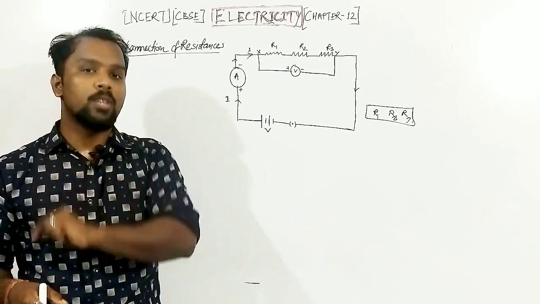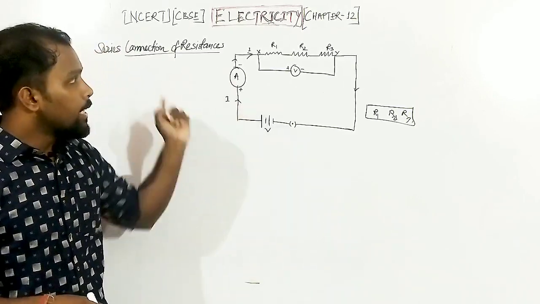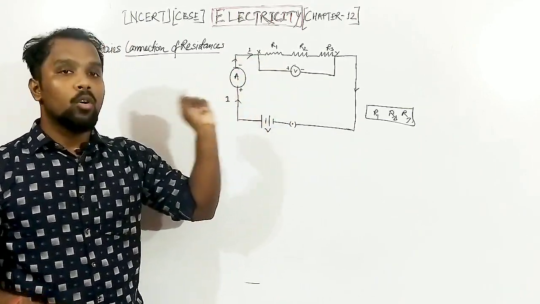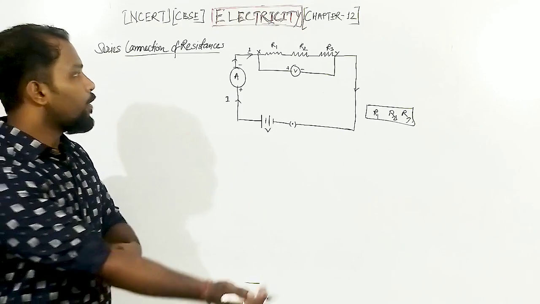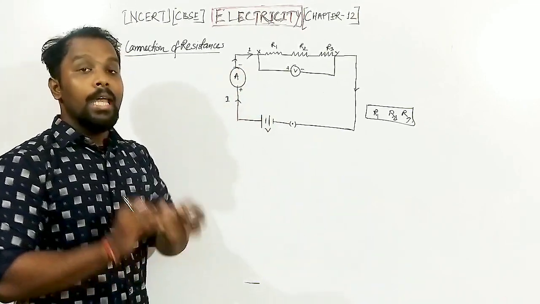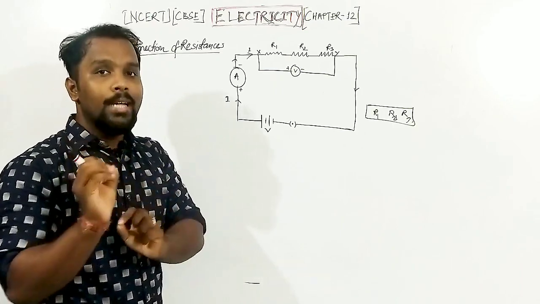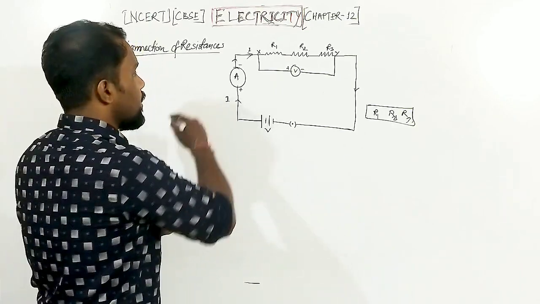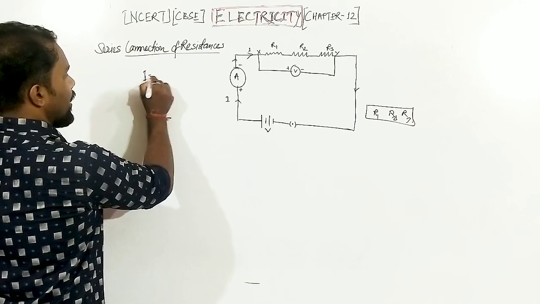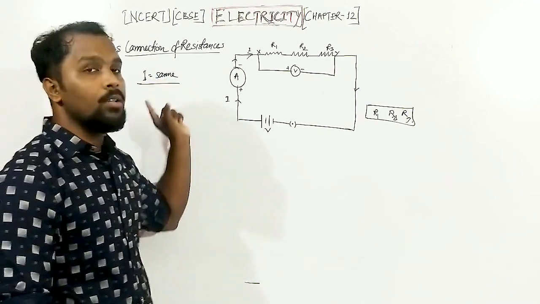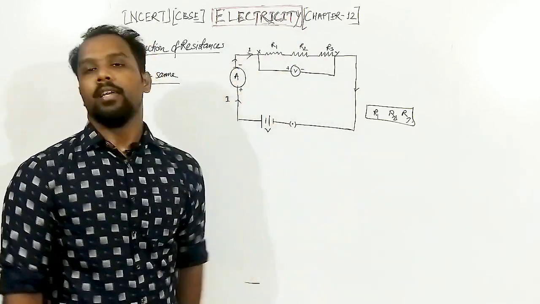According to their observations, in the case of a series combination of the resistances, what remains constant is the current. That means if you connect an ammeter, independent of its position, wherever you connect the ammeter, you are going to get the same value of I. The current is constant, it will remain the same throughout the circuit.